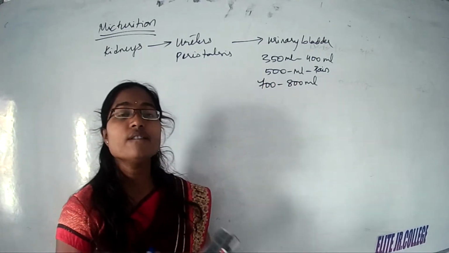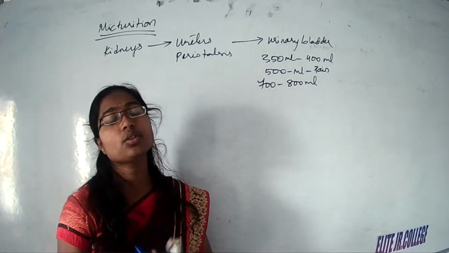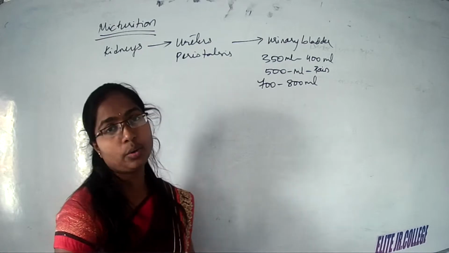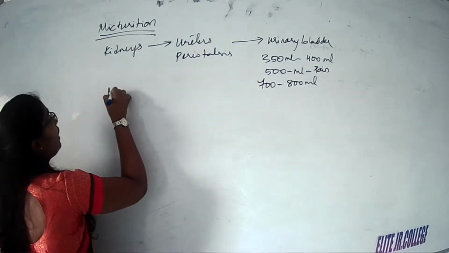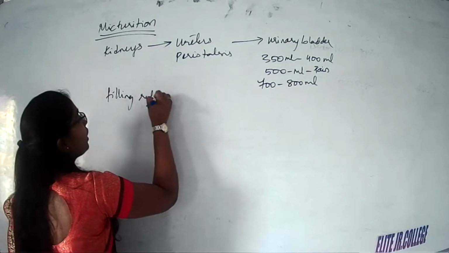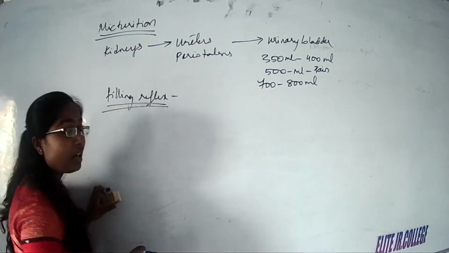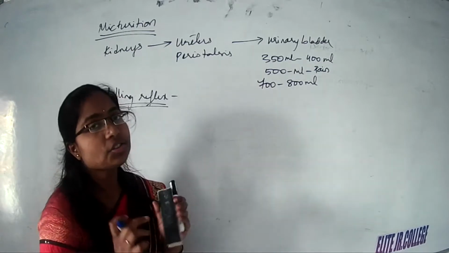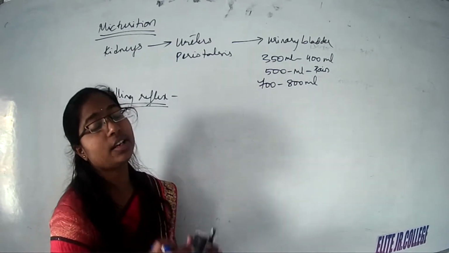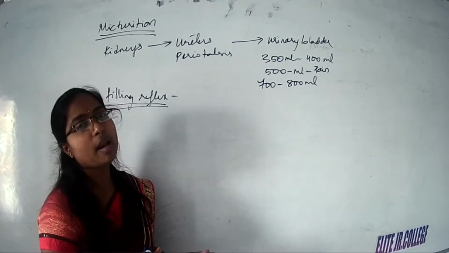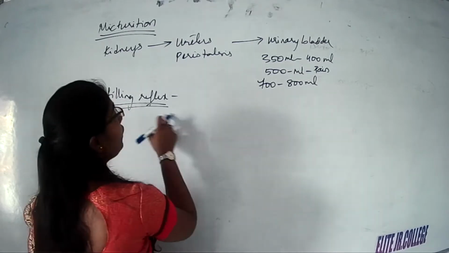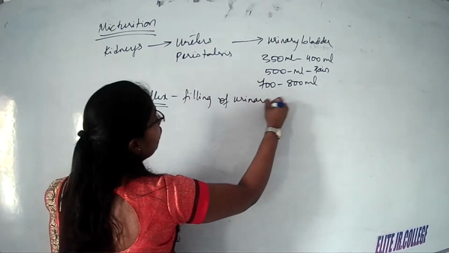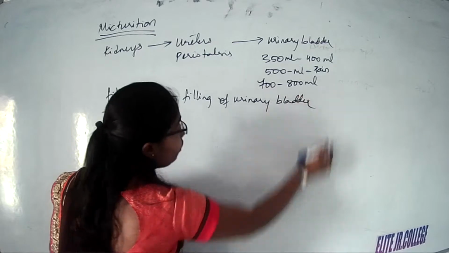Okay. So whenever the urinary bladder is going to be filled with urine, at that time the filling reflex is going to occur. Filling reflex is the nervous control of the urinary bladder to not contract. This is the reflex which controls the urinary bladder getting filled. So during the filling reflex, filling of the urinary bladder is going to occur.